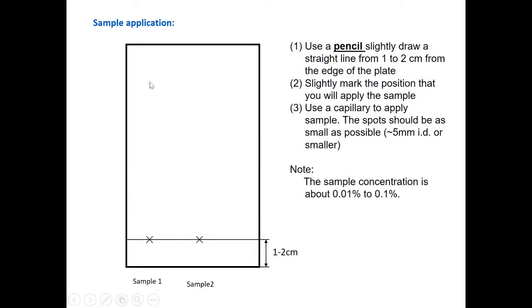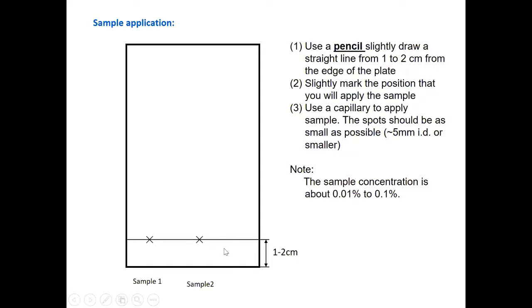Very quickly, for example, if you want to run paper chromatography, typically you have a rectangular piece of paper, and you use a pencil to very lightly draw a straight line at the bottom, roughly 1 to 2 centimeters from the edge. Then you put a slight point, like a cross, which tells you where to apply your samples. The purpose is to make sure that you apply your samples uniformly at the starting point.